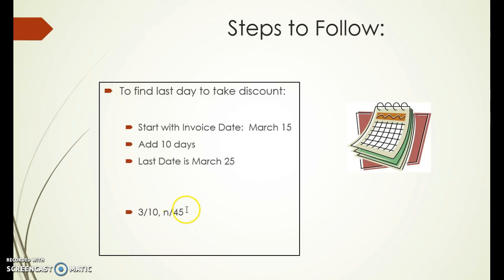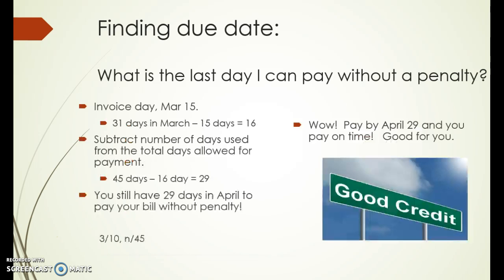Now you have net 45. That means to avoid a penalty, you have to pay the amount of the invoice within 45 days of invoice. That can get a little bit trickier if it goes over 30 days, and that's why I use the sample problem as net 45. So here's the first thing you want to do. Your invoice day is March 15th. Now March has a total of 31 days, but you're not starting until day 15. So you subtract 15 from the 31, and you have 16 days left in the month of March.